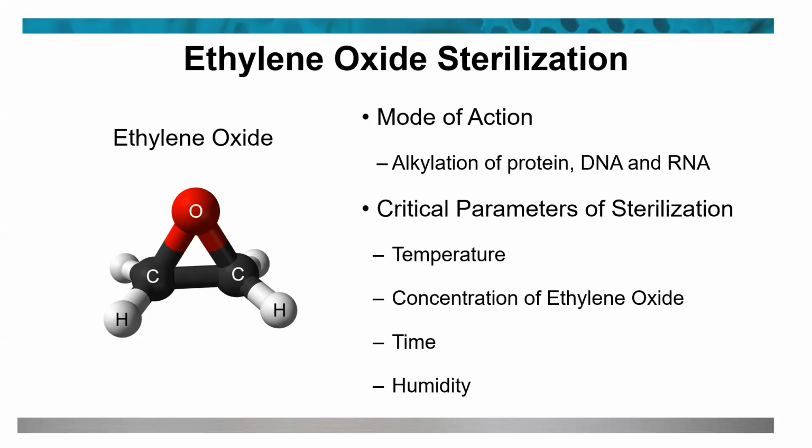So ethylene oxide was the first low temperature gas to be introduced into the healthcare system. It's a chemical process known as alkylation. The ETO penetrates the microbial cells and reacts primarily with the protein, DNA, and RNA. And then it makes the cell so it can't metabolize and reproduce. The parameters for this include temperature, time, and concentration, but this one also, you have to have humidity in there with it too.